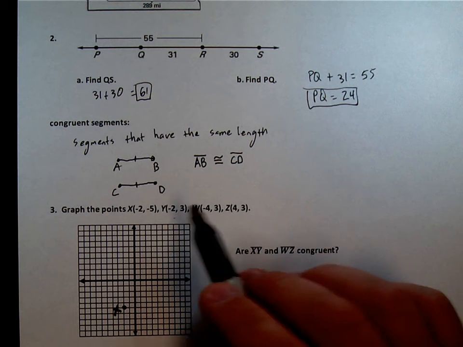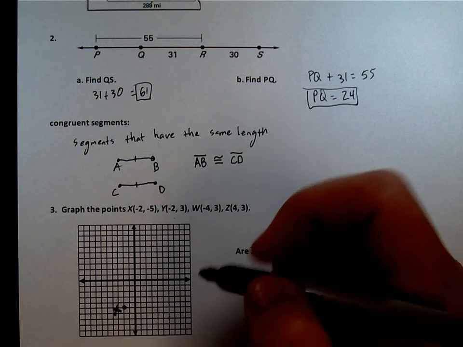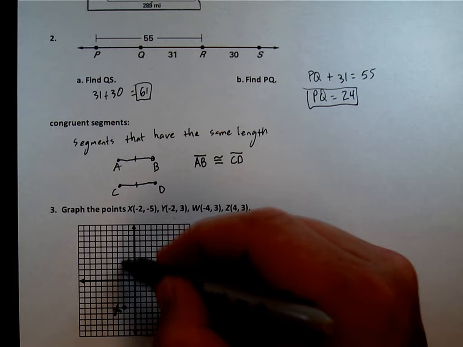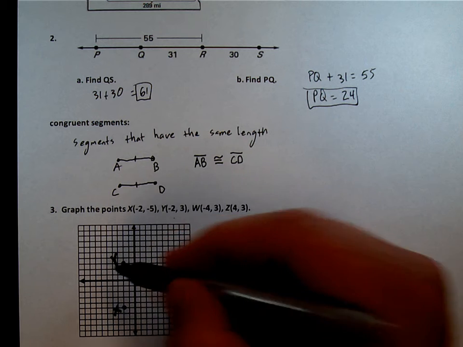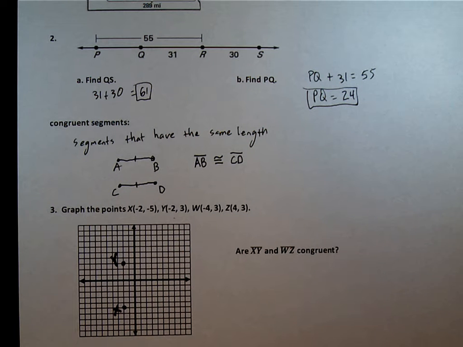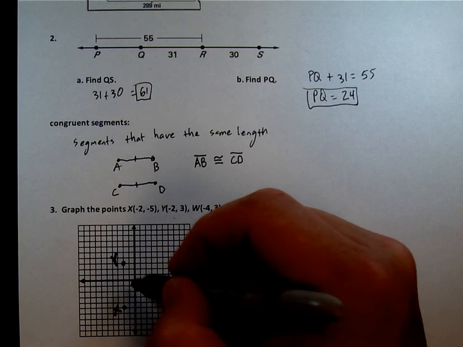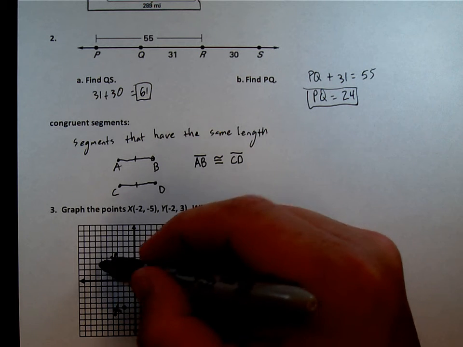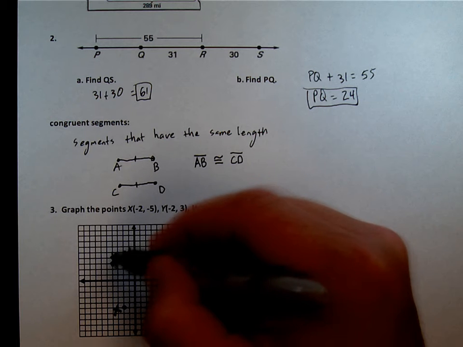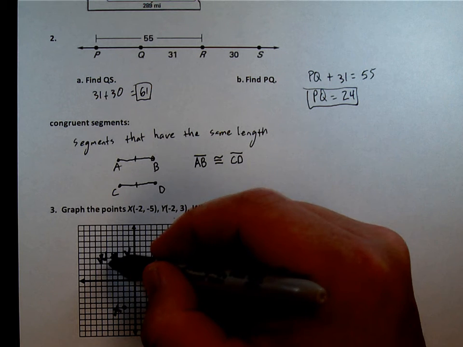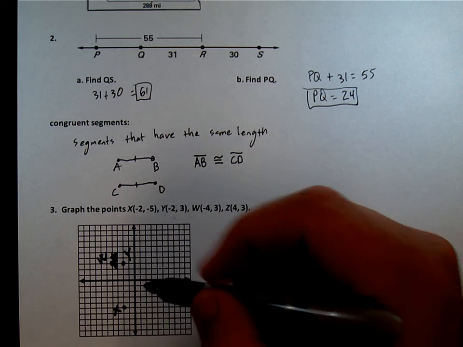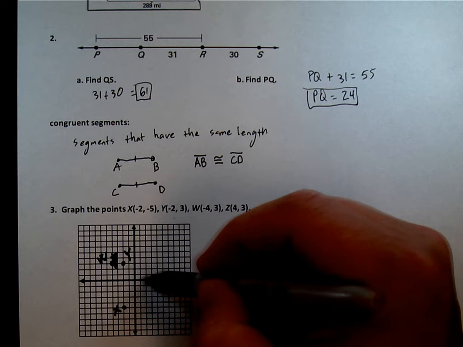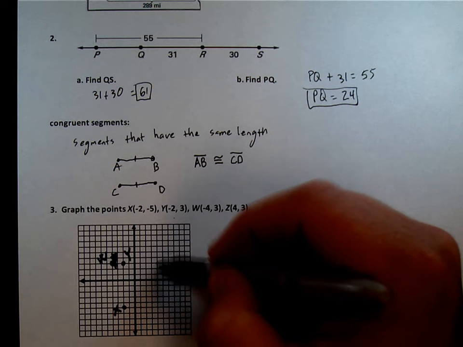Then I also have to graph Y, which is negative 2, 3. Negative 2, and then a positive 3. So 2 to the left, and then up 3. And then W is negative 4, 3. Maybe I should have moved my letters here. Sorry, that got a little messy. And Z is 4, 3. Let's see. Positive 4. 4 to the right. Up 3.